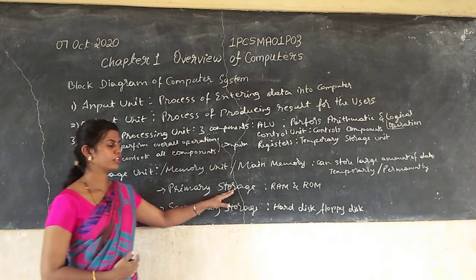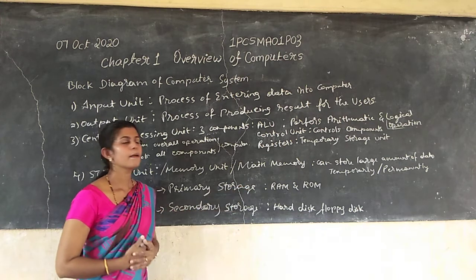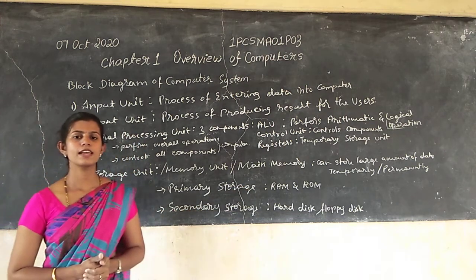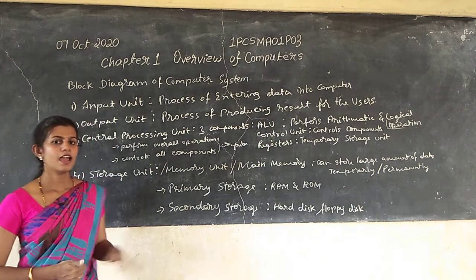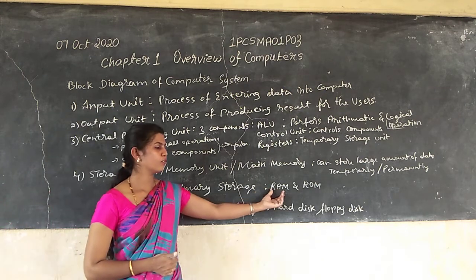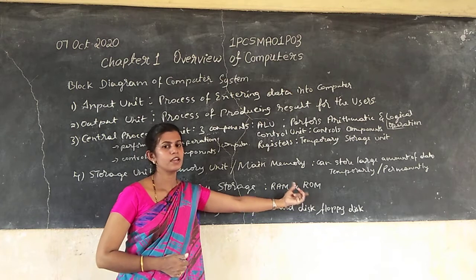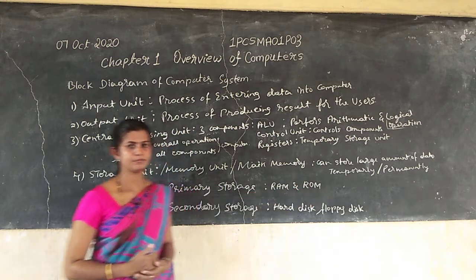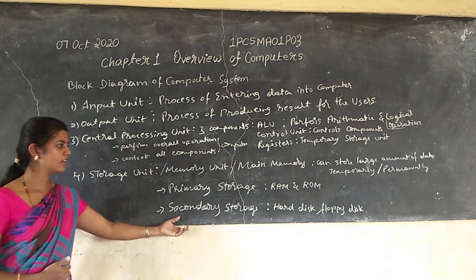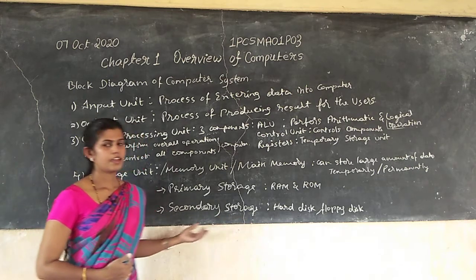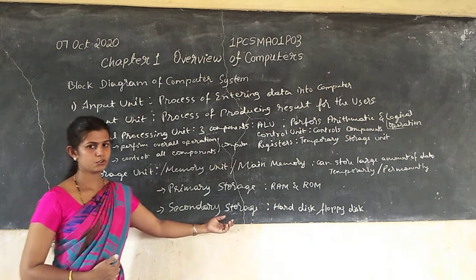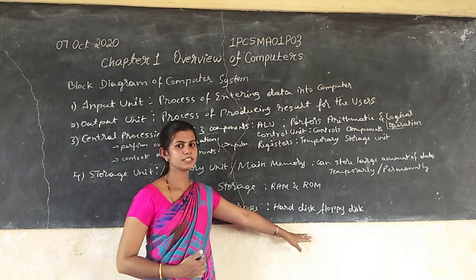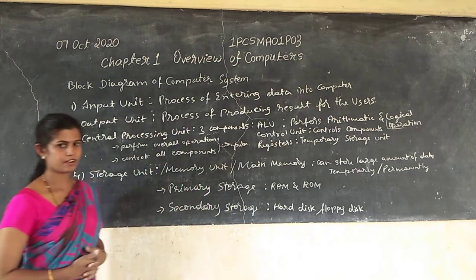Primary storage is also called the main memory of the computer, and it includes RAM and ROM, random access memory and read only memory. The next one is secondary storage. It is an extra storage unit, for example hard disk, floppy disk, magnetic disk, etc.